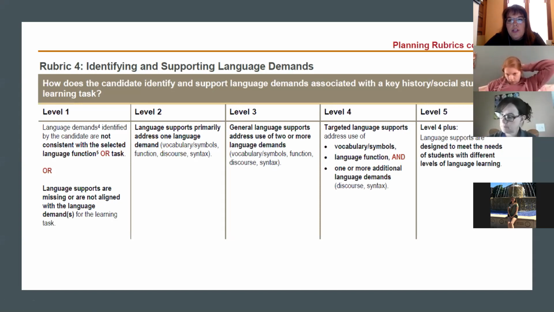So what I want you to know is that all Elmira College students should be able to get a level 4. And the reason is our lesson plan already includes vocabulary and symbols. That's the content vocabulary. You've already done that. Language function, that's the process vocabulary. Compare, infer, right? So those are the things that you've already done. And then 1 or more additional language demand, discourse or syntax. I'm going to show you examples of those.